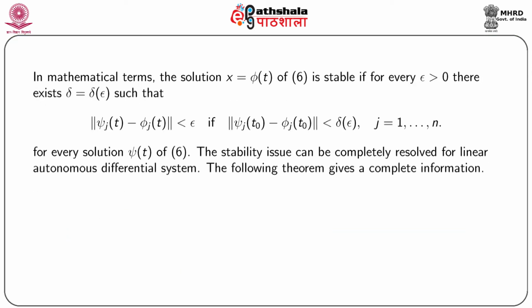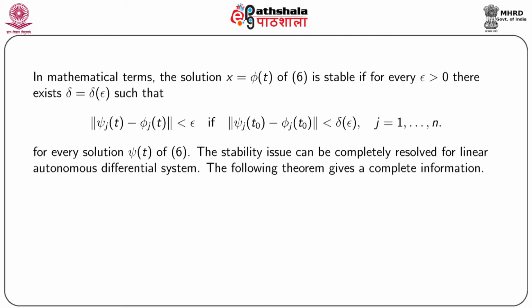In mathematical terms, the solution x equal to φ(t) of (6) is stable if for every ε positive there exists a δ, which depends on ε, such that the norm of ψ_j(t) minus φ_j(t) is less than ε if the norm of φ_j(t₀) minus ψ_j(t₀) is less than δ, which is a function of ε, j equal to 1 to n, for every solution ψ(t) of (6).